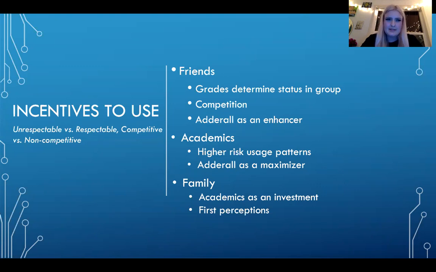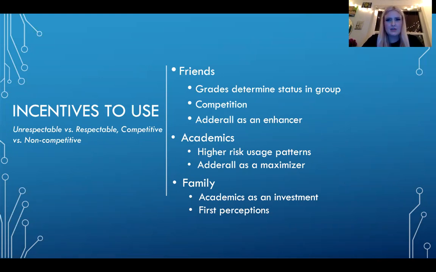And with participants that were being primarily influenced by their friends, Adderall was being viewed as an academic performance enhancer. This meant to people that Adderall was something that would give them a leg up, allowing them to outperform their peers through maintaining higher grades. The thing informing this competitive mindset was a desire to maintain value and respect in their social group.